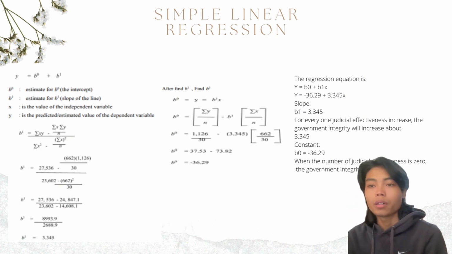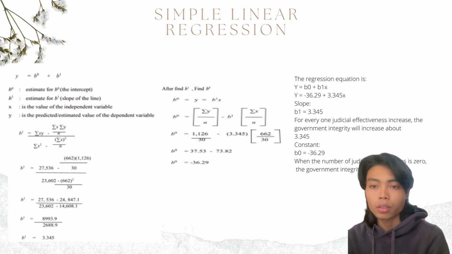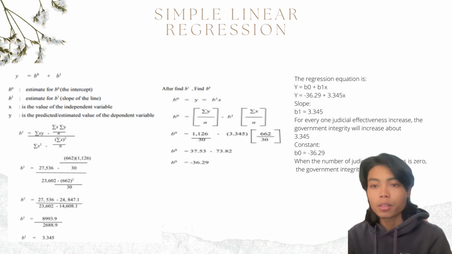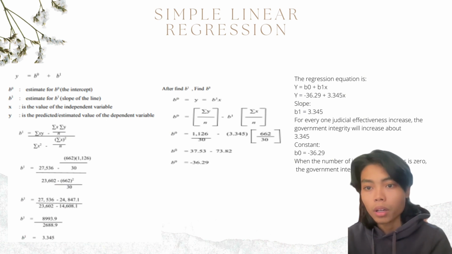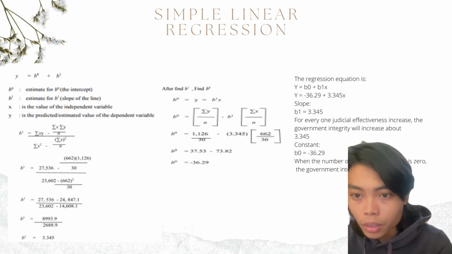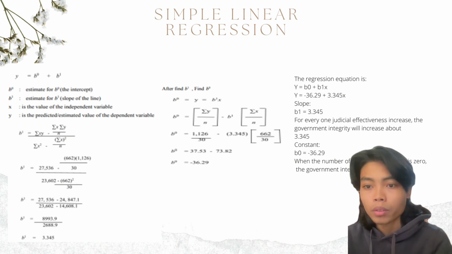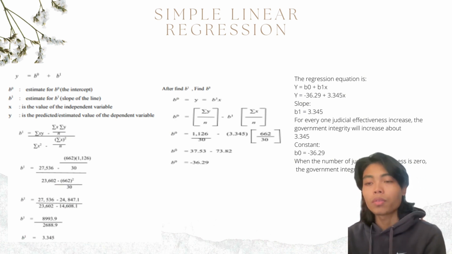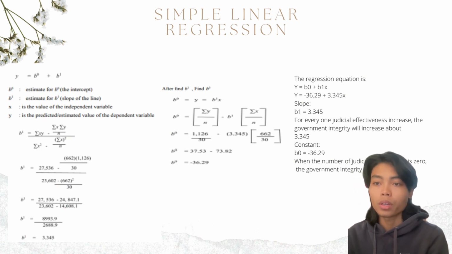Firstly, we must find the value of B1, for which we use the formula B1 equals summation xy minus summation x summation y over n, divided by summation x squared minus summation x, all squared, over n. We have got the answer, which is B1 equals 3.345. After we find the B1 value, we must find the B0 value, for which we use the formula B0 equals y-bar minus B1 x-bar.